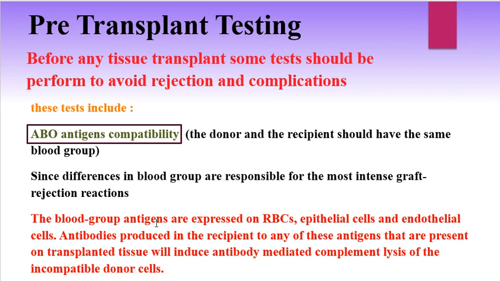The blood group antigens are expressed on red blood cells, epithelial cells, and endothelial cells. So antibodies produced in the recipient to any of these antigens that are present on transplanted tissue will induce antibody-mediated complement lysis of the incompatible donor cells.